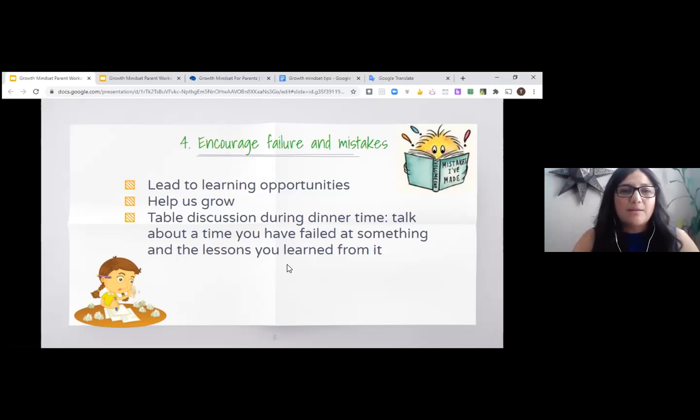So it's good that maybe during dinner time or when you're watching a movie or whatever, whenever you have that time with your children, to talk about your own mistakes that you had when you were their age, or your current mistakes and what you're learning from them, and they can share that with you as well.